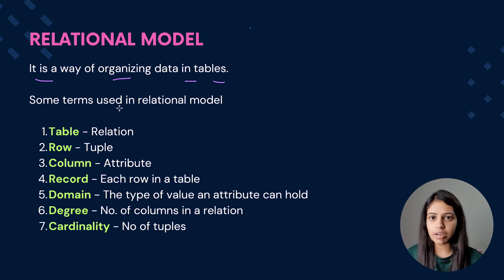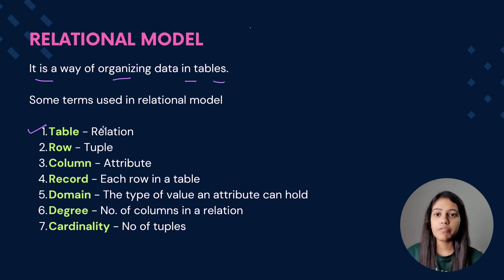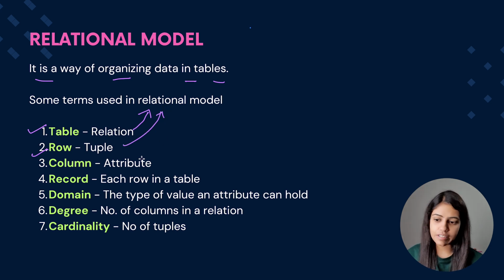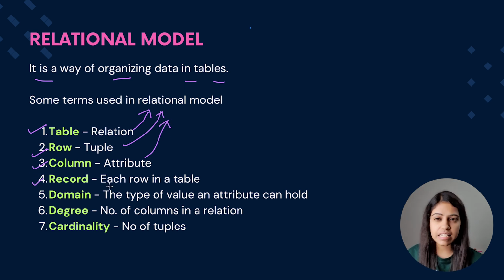Now there are some terms which are mostly used in the relational model. The first one is table, which we call as relation in the relational model. The second is row, which we call as tuple. The third is column, which we call as attribute. The fourth is record, which is each row in a table. The fifth one is domain, which is the type of value an attribute can hold. Sixth one is degree, which is the number of columns in a relation. And seventh is cardinality, which is the number of tuples.